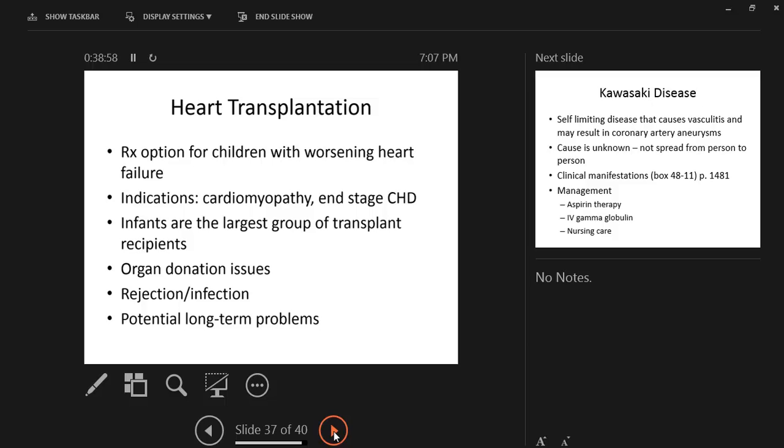Rejection and infection are concerns. They are going to be on medication for the rest of their life, and there are potential long-term problems. I mean, they could do this and still have heart failure or failure of the transplanted heart.